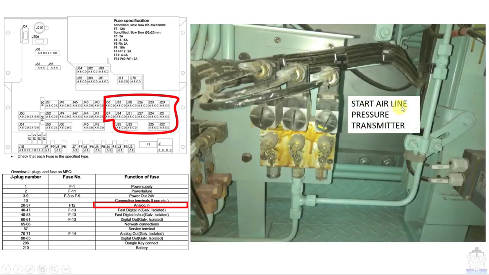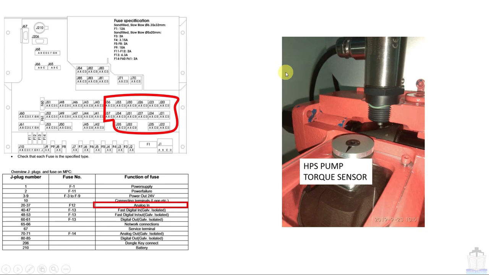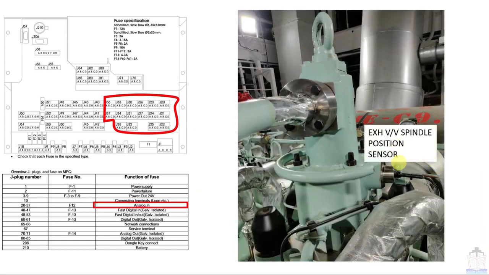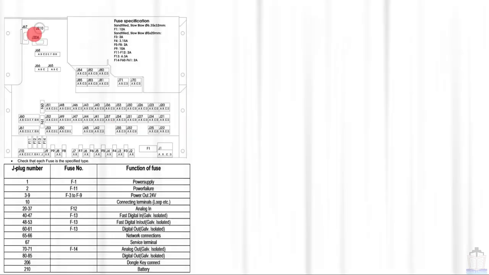First example is a start airline pressure transmitter. It senses the around 20-30 bar start airline pressure, and this gives a signal of 4 to 20 milliampere to the MPC. Next one is the HPS pump torque sensor, which also generates the same 4 to 20 milliampere. This is the FIBA channel number 30 position sensor. This also generates the 4 to 20 milliampere signal. Next one is the exhaust valve spindle position sensor. This also generates the 4 to 20 milliampere signal. All are the analog inputs.